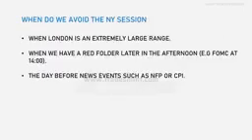So now we also need to know when to avoid New York session, right? So when do we want to avoid New York session? When London is an extremely large range. And why do we avoid it? Because most of the time the daily range has expanded already, and New York session then tends to consolidate or accumulate or go into like a short-term seek and destroy profile, right? There's no juice anymore in the market and targets have been hit already. Also, when we have a red folder later in the afternoon, like FOMC, most of the time that is at 2 p.m. EST, right? And then the day before news events such as NFP or CPI.